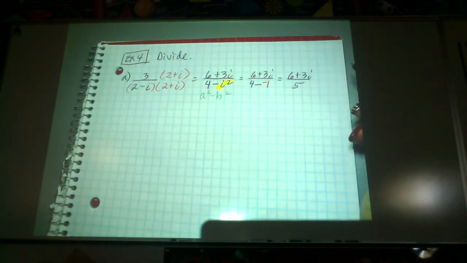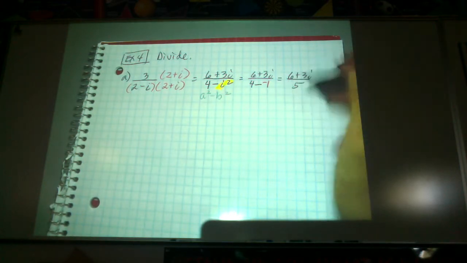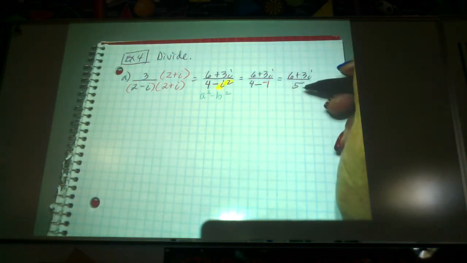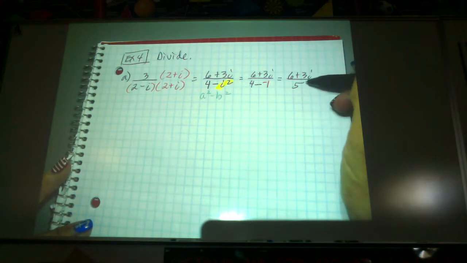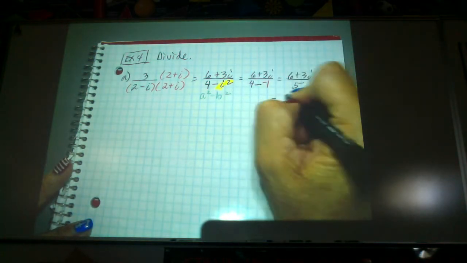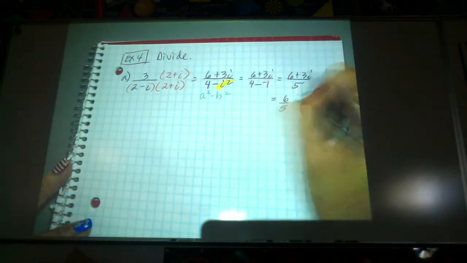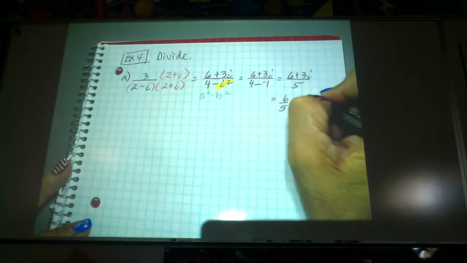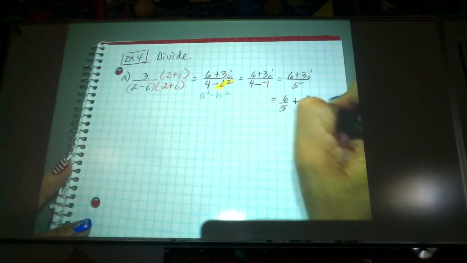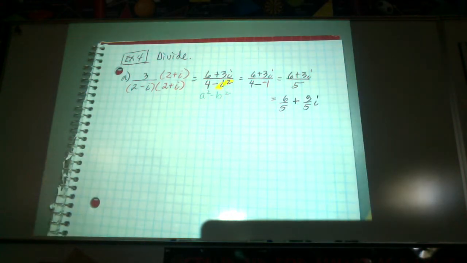Now, a lot of you are going to want to leave your answer this way. Math Excel is going to ask you, and most textbooks are going to ask you to write your answer in standard form. This is not considered standard form. Remember, standard form is a plus bi. Completely separate the real part from the imaginary part. And so we have to perform this division. So we're going to break it apart into 6 over 5, whatever the sign is here in the middle, in this case plus, 3i, or I'm going to actually even write it as 3/5 with an i hanging out to the side. Don't put the i in the fraction.